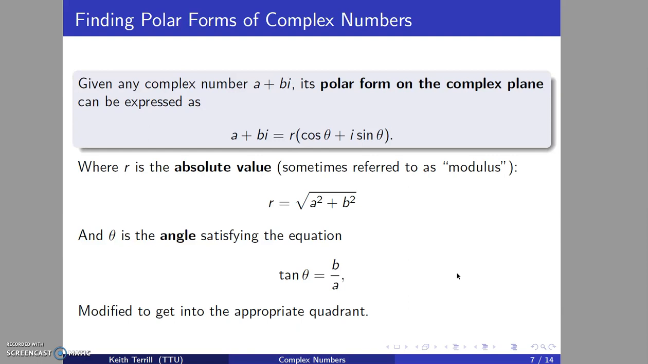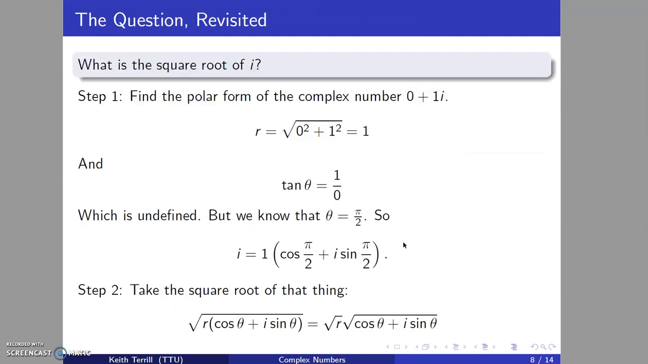But you also have to do a little work. You have to modify it to get into the appropriate quadrant, because if you just took the arctangent of b over a, you would get only values sitting in the first or fourth quadrants. Arctangent does not give you any angles in the second or third, so if your point is in the second or third, you have to adjust accordingly. But that is where we were. We were able to take any point and convert it into a polar equivalent. So, I ask again, what is the square root of i?